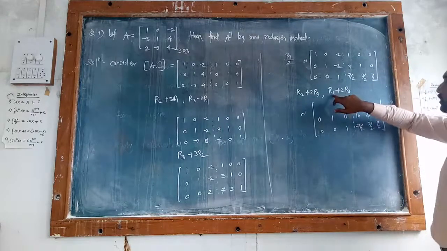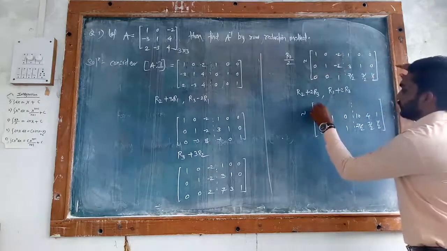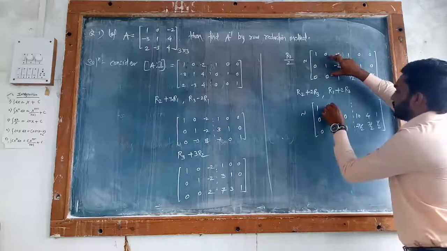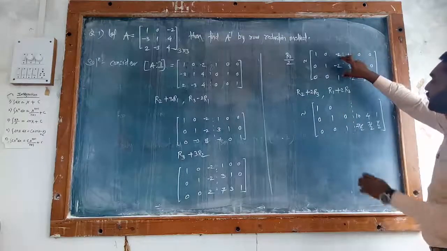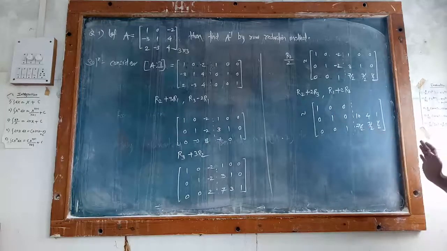Okay. So what is your first row operation? R1 plus 2 times R3. That is 1 plus 0 is 1, 0 plus 0 is 0, again minus 2 plus 2 is 0, right? That way we get the identity matrix.